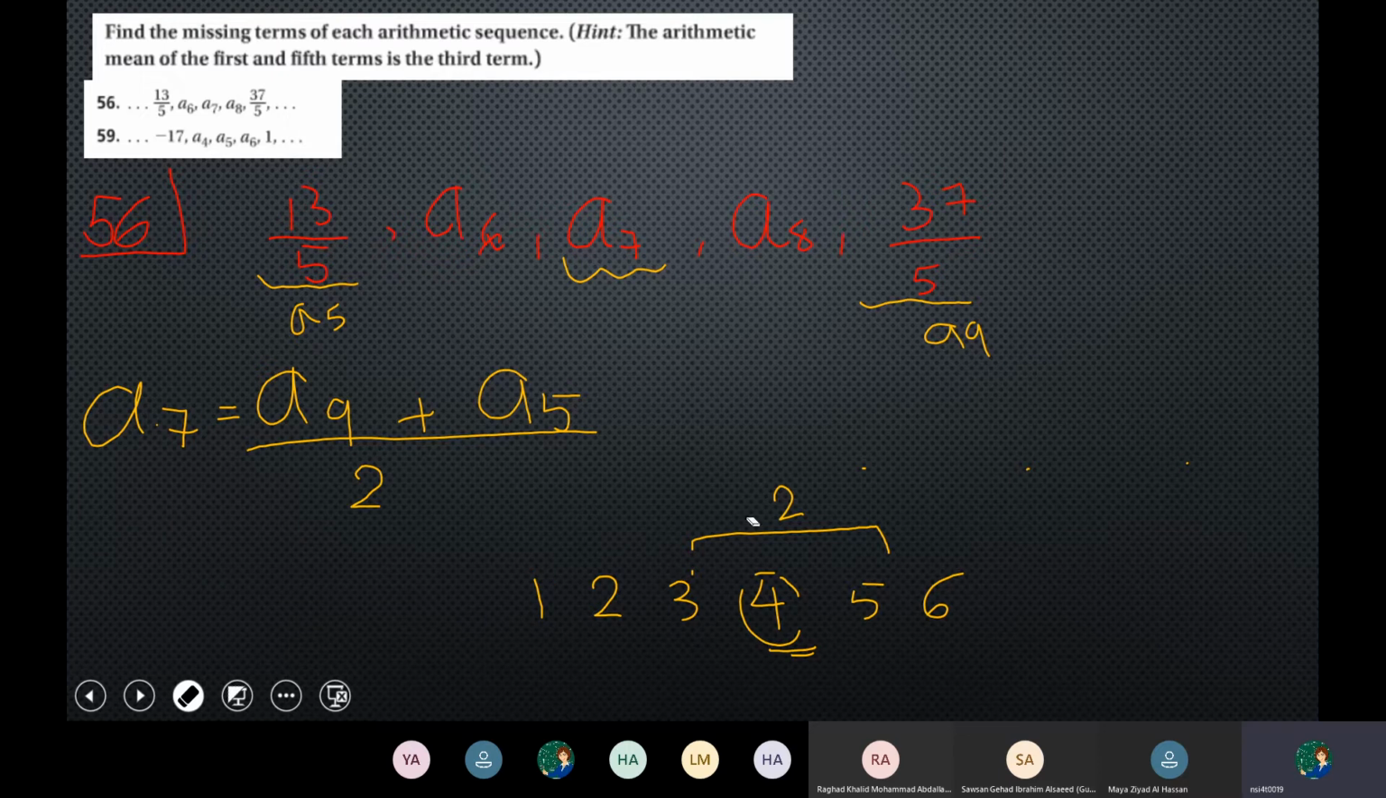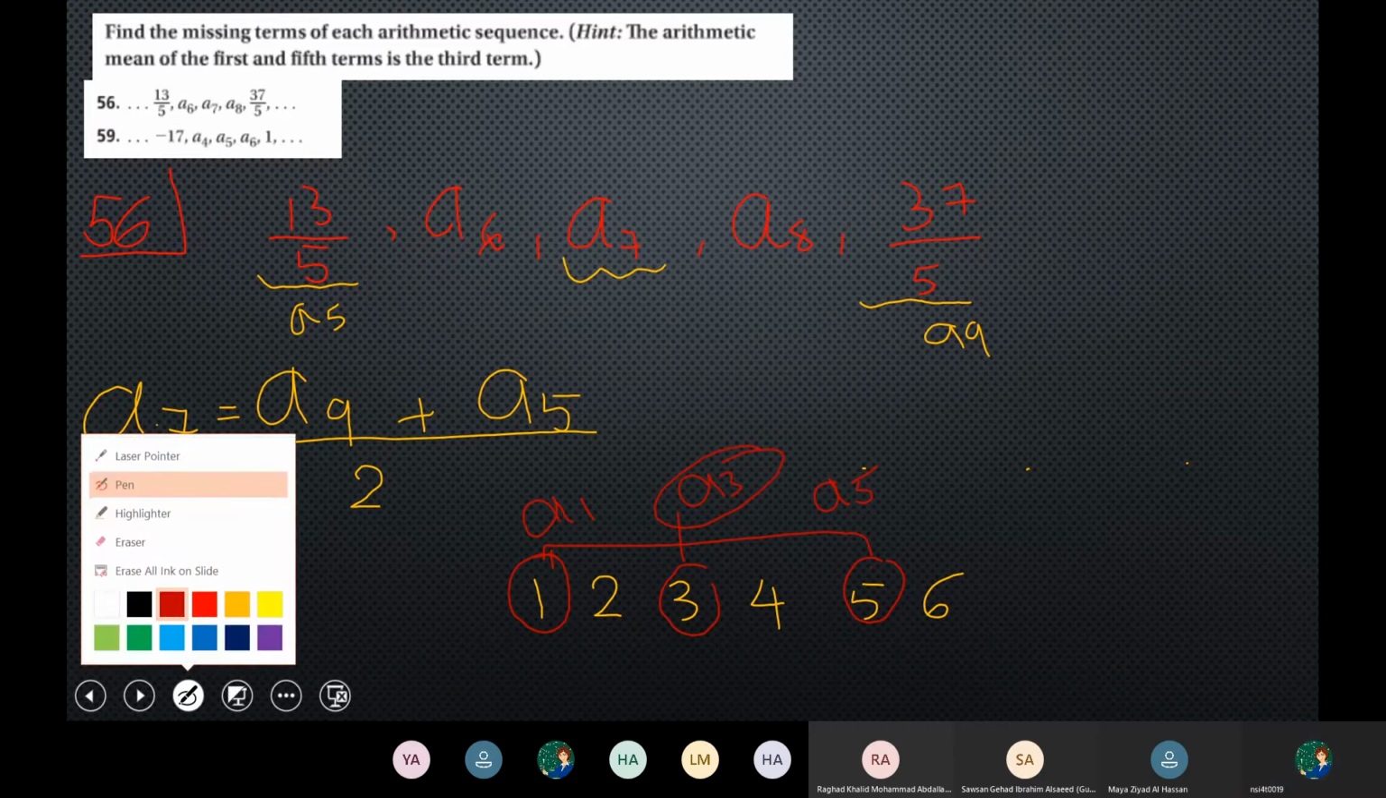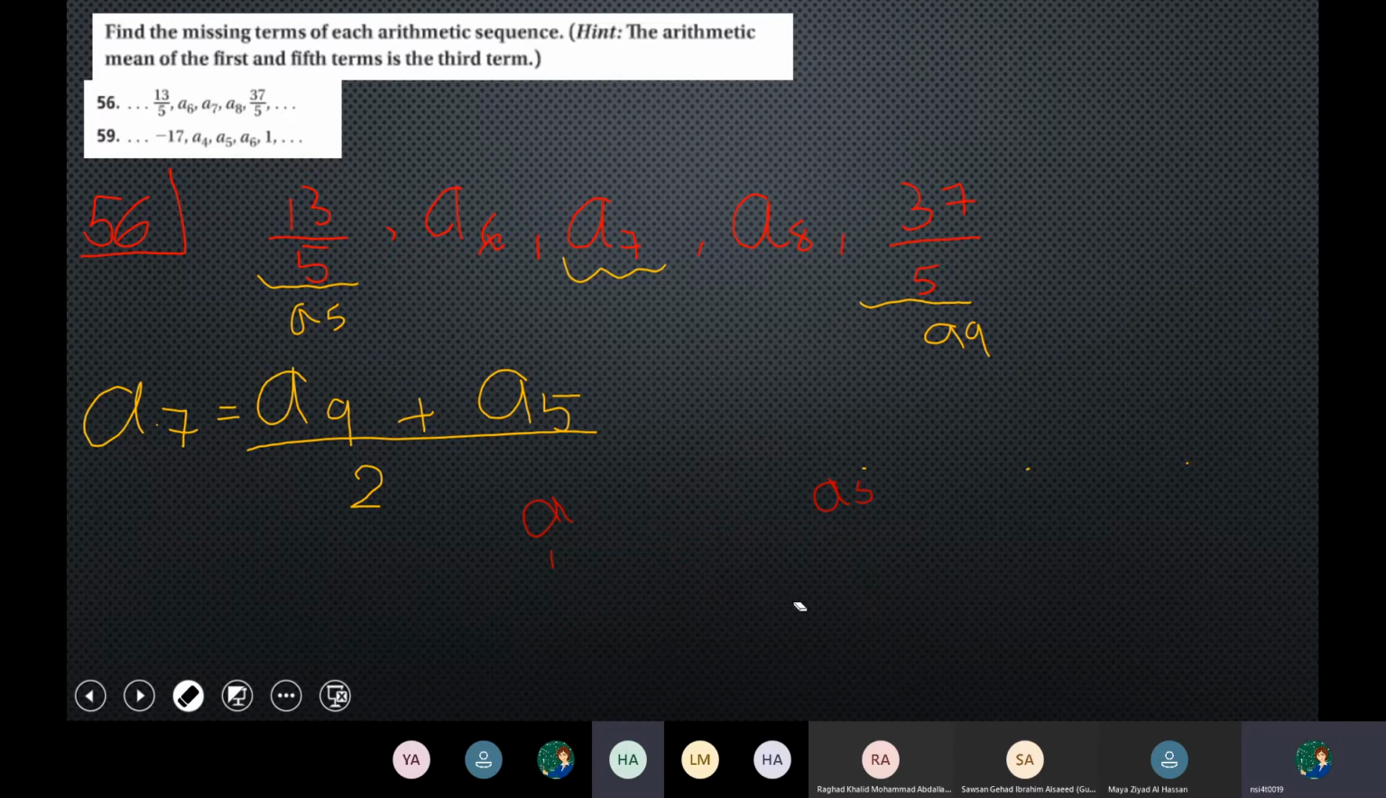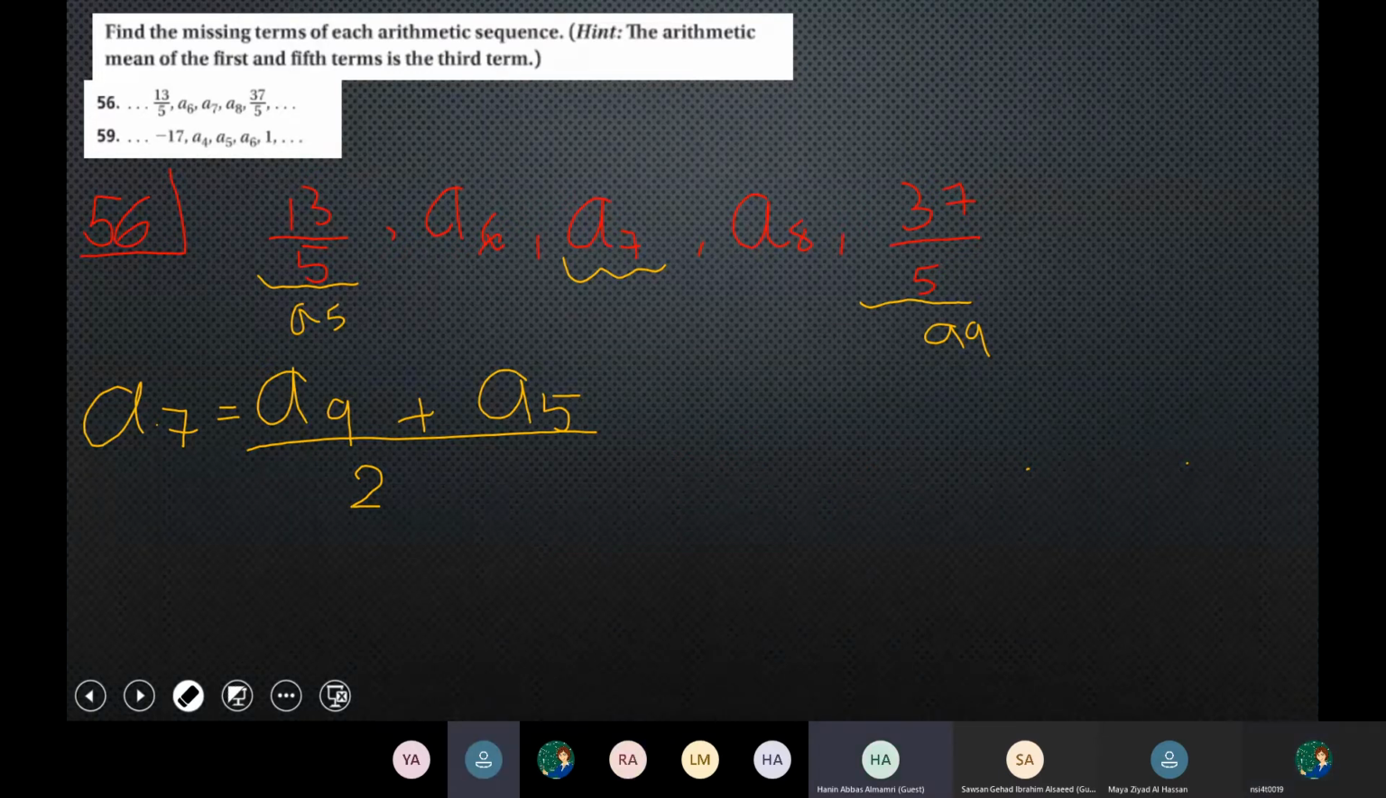And also, the arithmetic mean helped me. If you take a sub 1 plus a sub 5, you will get the middle between them, which is a sub 3. If you add a1 plus a5 over 2, you will get a sub 3. Is it clear now? Yes. Okay. Teacher, can you repeat?